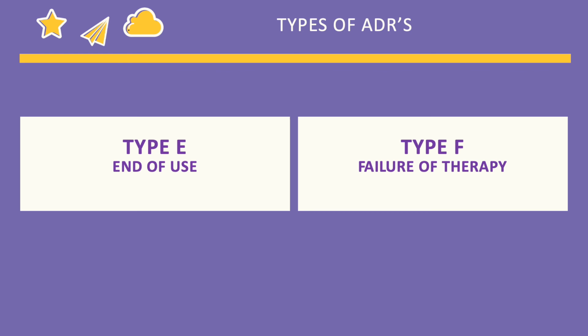Now type F, or failure of efficacy or failure of therapy, these are unexpected failures of drugs. So this is common, dose related, and may result from drug interaction and incompatibilities, or if a patient uses counterfeit drugs or substandard drugs. Failure of therapy also arises most especially in patients' non-compliance or inappropriate use and wrong route of administration.